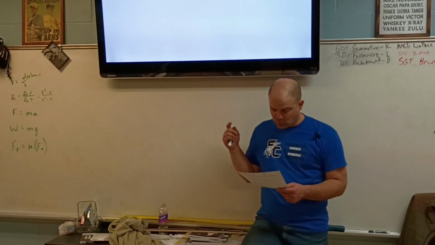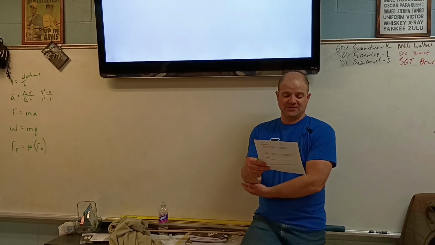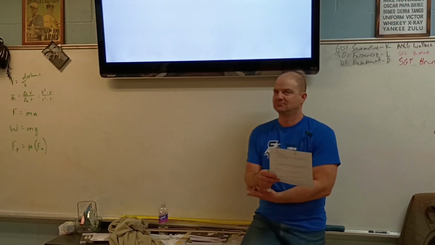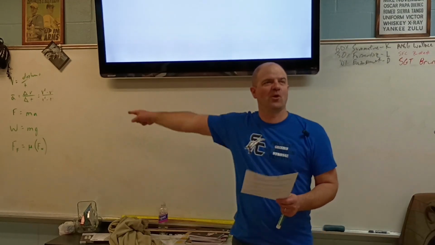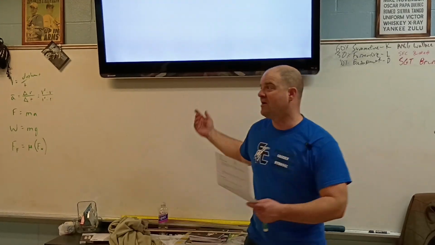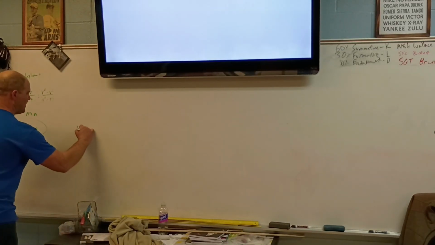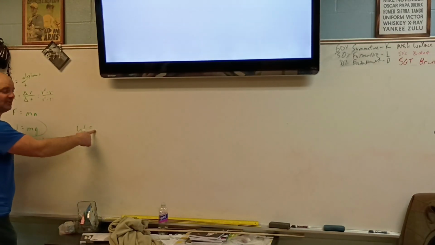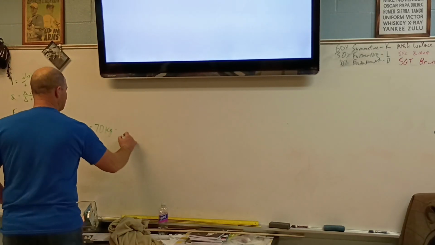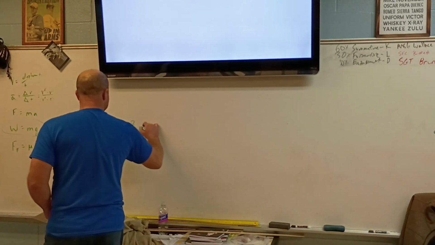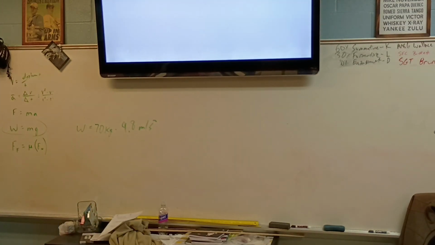What is his or her weight on Earth where acceleration due to gravity is 9.8 meters per second squared? How did you get it? Which formula did you use? The weight formula. Okay, we're going to use the weight formula. Weight is equal to, we have the mass, 70 kilograms, and we have the gravity, 9.8 meters per second squared. Multiply them together, and what did you get?